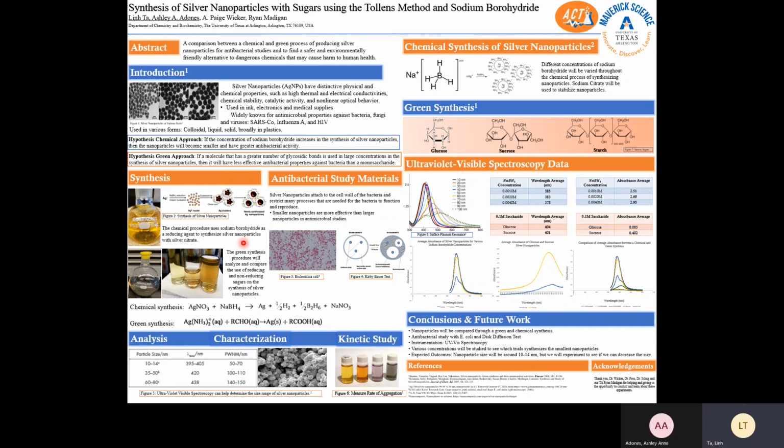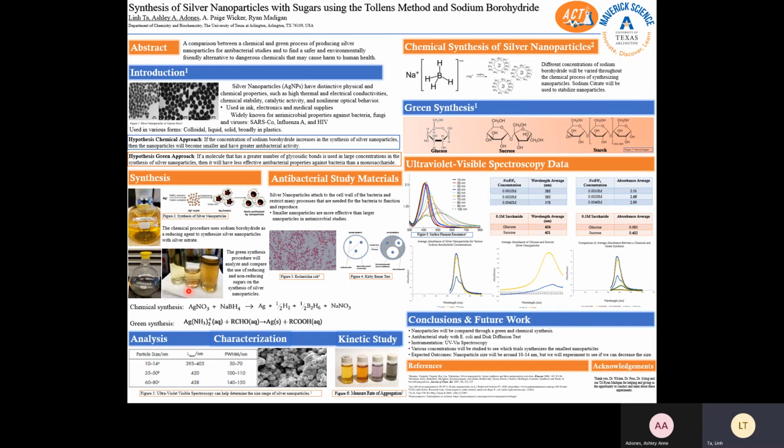And there's a picture of our successful experiment that we conducted with chemical synthesis, when the sample has a color of yellow, and then below that picture is when the sample gets aggregated, it turns to a dark color. And next to that is three vials with the green synthesis that are conducted with different sugars to see how it will affect the size of the silver nanoparticles.